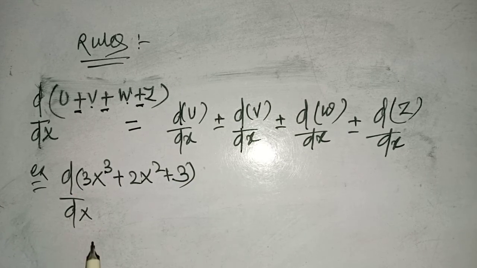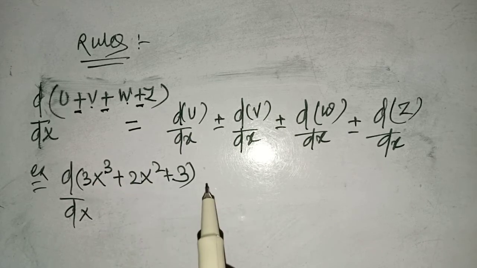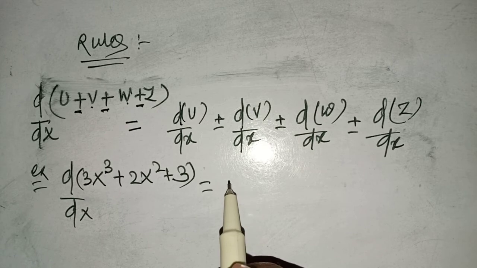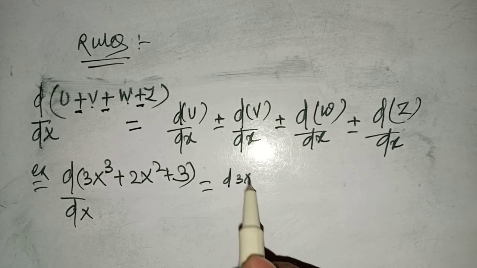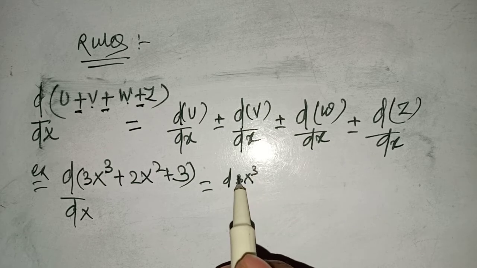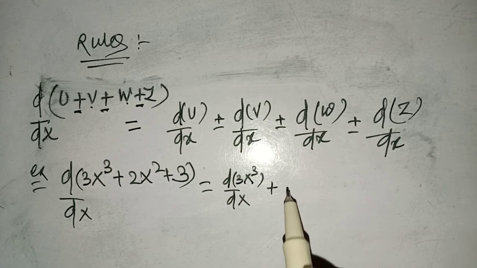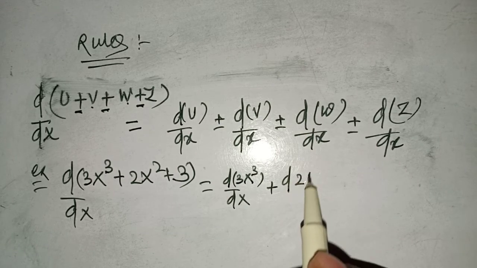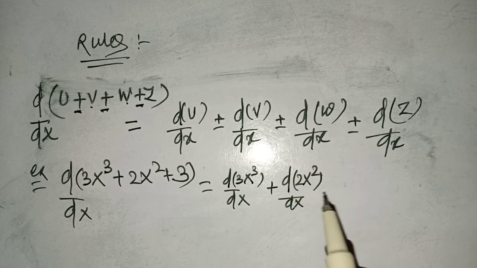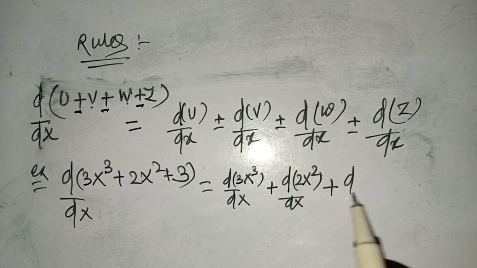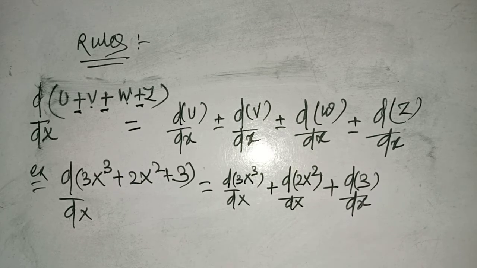So what we have to do? First we have to separate this. So d of 3x cube by dx plus d of 2x square by dx plus d of 3 by dx.